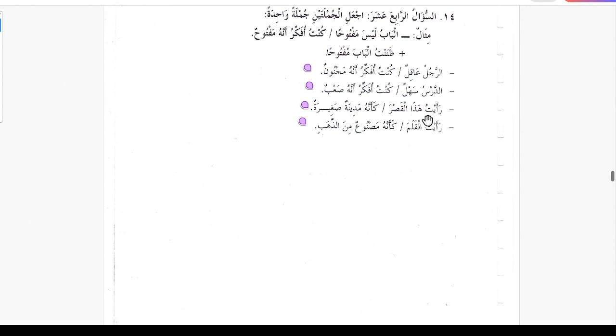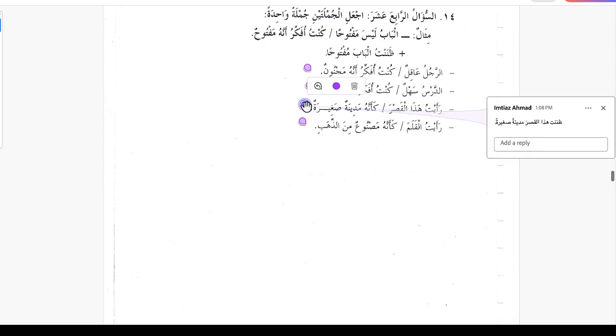Raitu hazal kasra, I saw this palace. And the other statement is kannahu madinatun sagiratun, as if it is a small city. So now we can combine these two. We can say zanantu hazal kasra madinatan sagiratan, I think this palace is a small city. So this verb is going to take two maf'ul bihi. The first one is haza, al kasra is the badal for haza, and madinatan is the second maf'ul bihi, and sagiratan is the sifa for madinatan. That is why they are going to become mansub. So zanantu hazal kasra madinatan sagiratan.